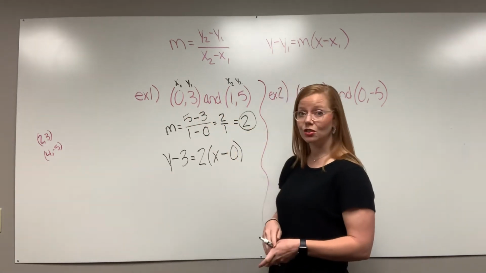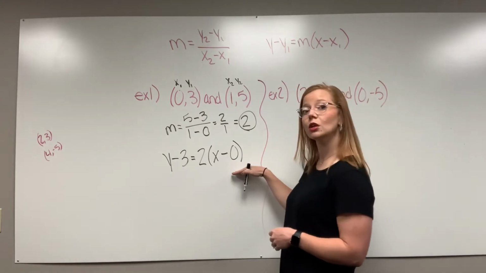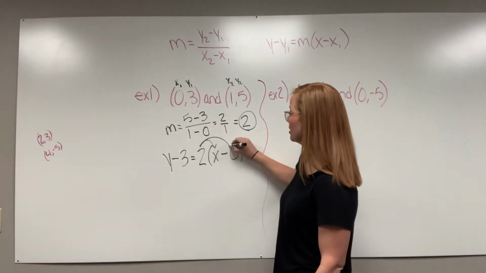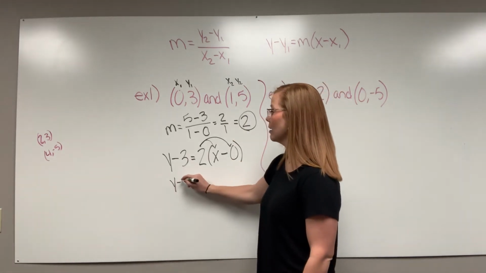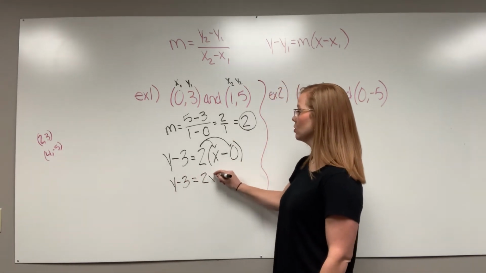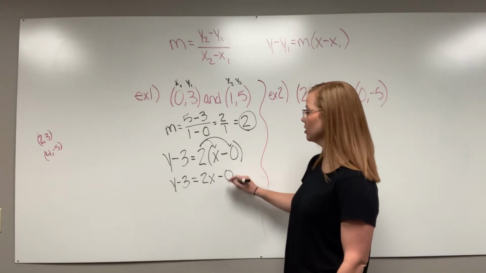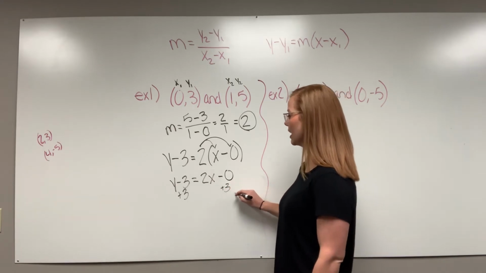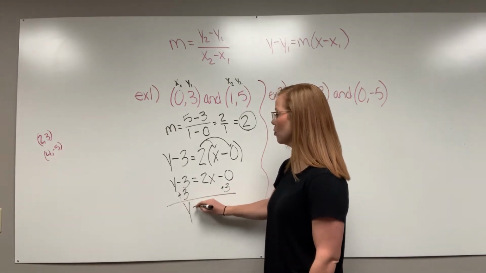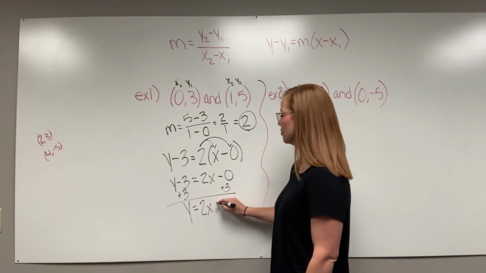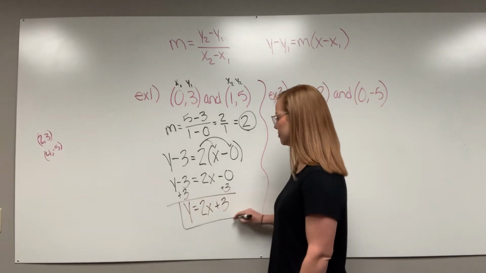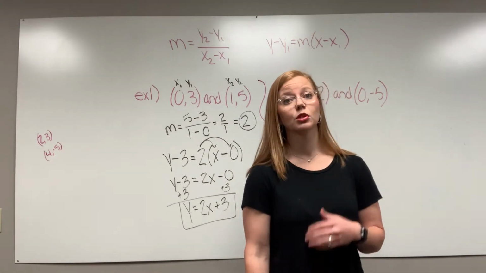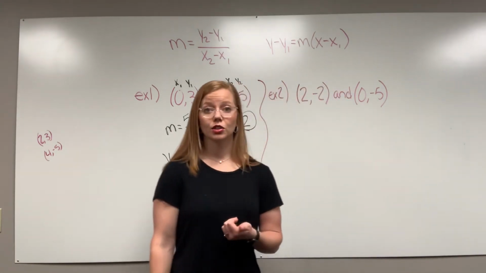So now we're back to yesterday's lesson. We've got our point slope form filled out, and so now we're just using the distributive property. 2 times x, 2 times 0. Y minus 3 equals 2x minus 0. Then we're going to add 3 to both sides to isolate our y, and we get y equals 2x plus 3. Okay, one more step from yesterday's lesson. We're just adding that extra step of finding our slope.